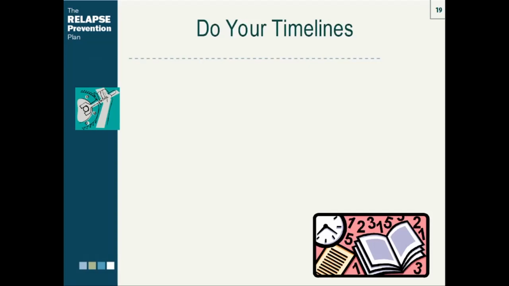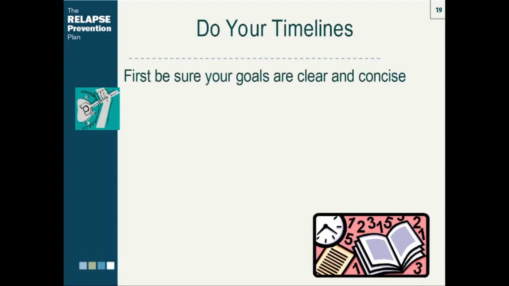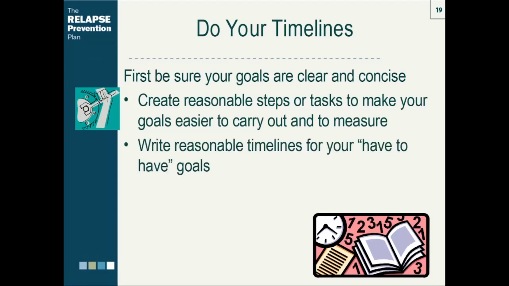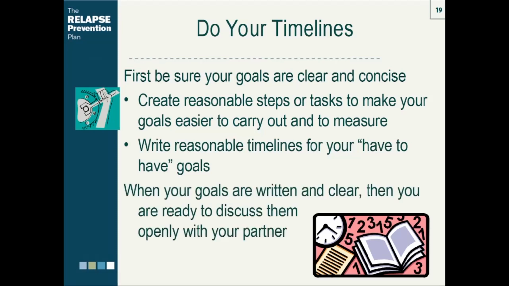Then do your timelines. First, be sure your goals are clear and concise. Create reasonable steps or tasks to make your goals easier to carry out and to measure. Write reasonable timelines for your have-to-have goals. And when your goals are written and clear, then you are ready to discuss them openly with your partner.